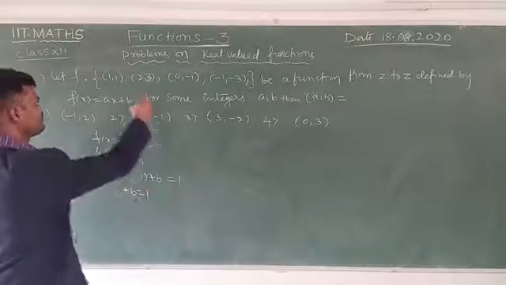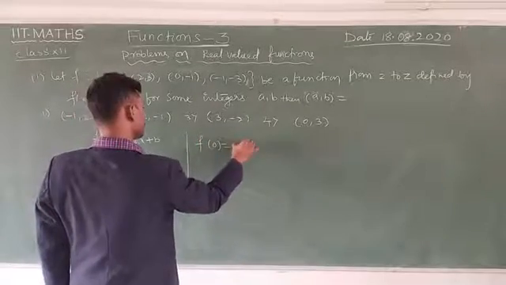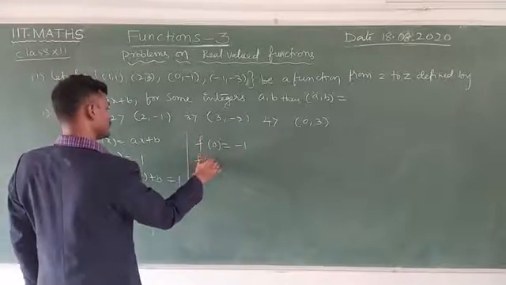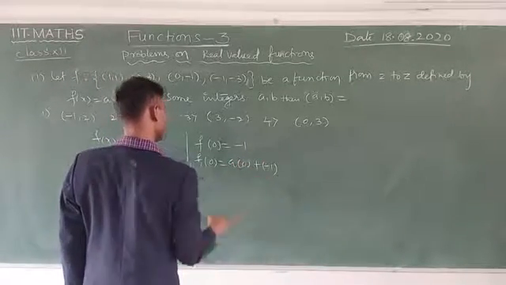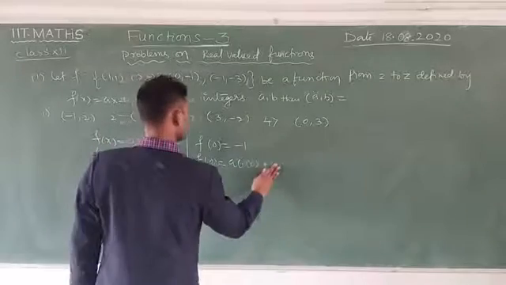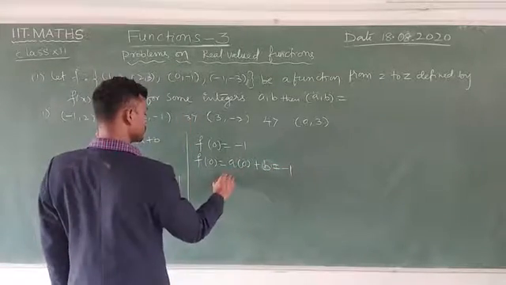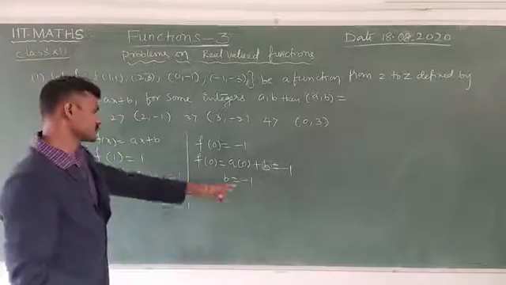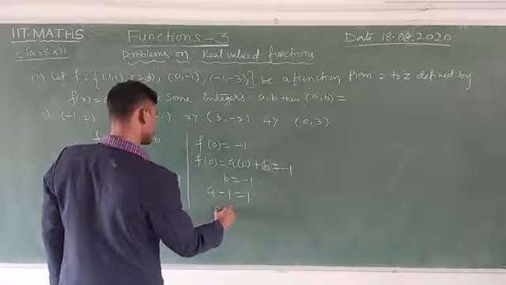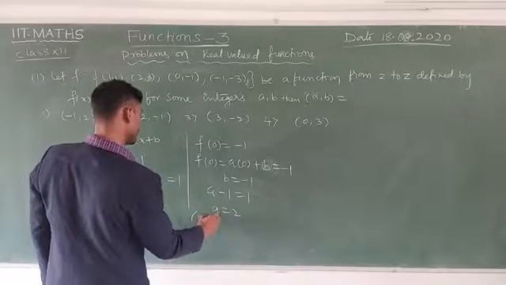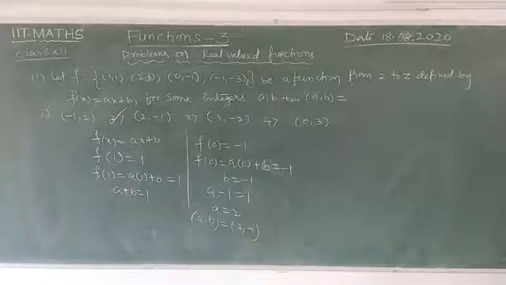Now you can take 0 very easily: f of 0 is equal to -1. Here f of 0 is equal to a into 0 plus b, so b is equal to -1. Now this b is equal to -1, substitute here, then a minus 1 is equal to 1, then a is equal to 2. Therefore a comma b is equal to 2 comma -1. Note down.